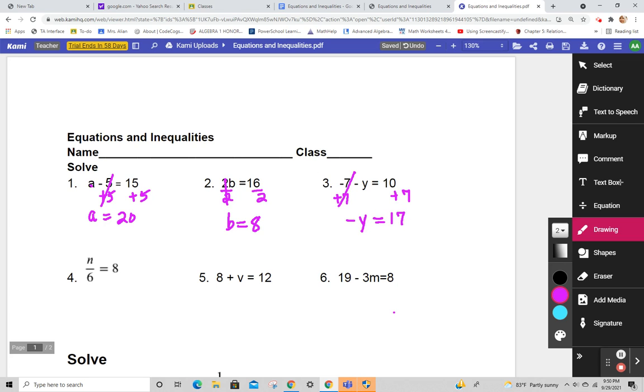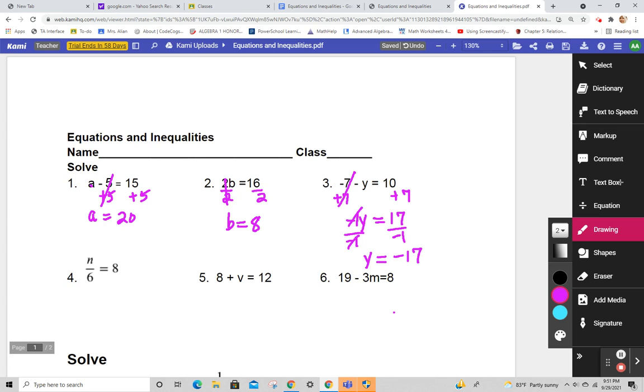All right, to help you make more sense of this, you can always insert a 1 in front of the variable if there is no number. So now what we have is negative 1y. Now we can see that we have to divide both sides by negative 1 to solve for y. So the negative 1 will cancel, and we'll have y equals negative 17.